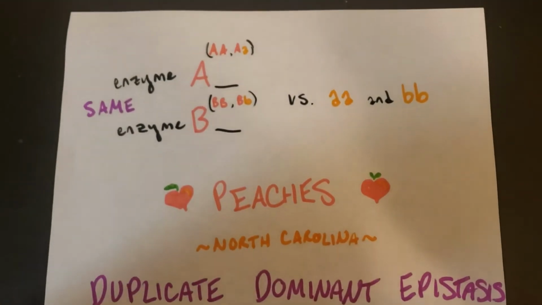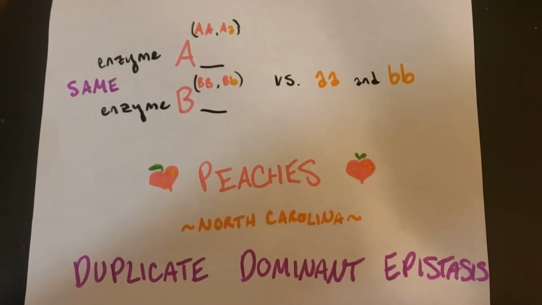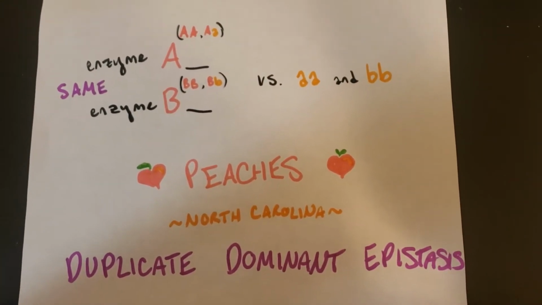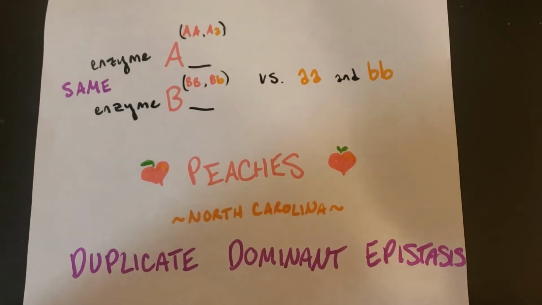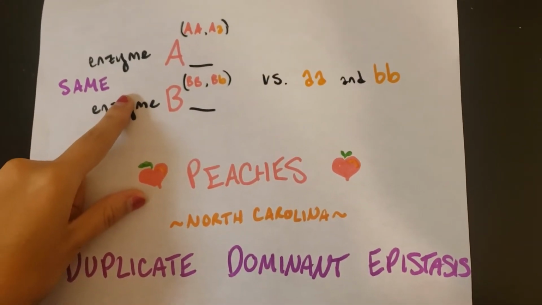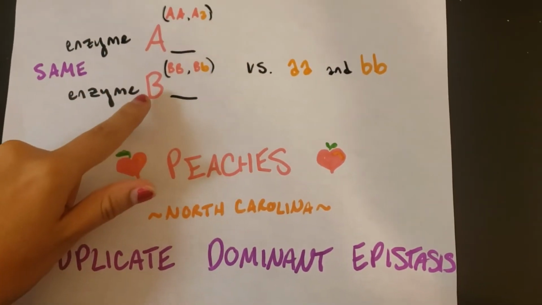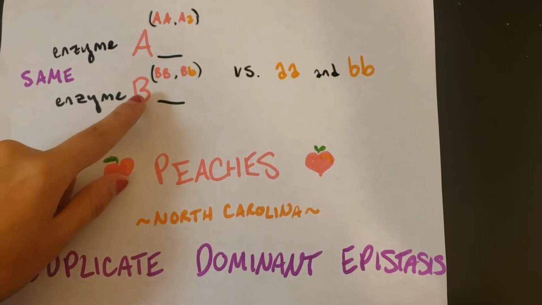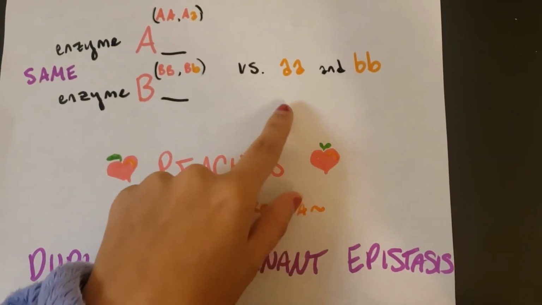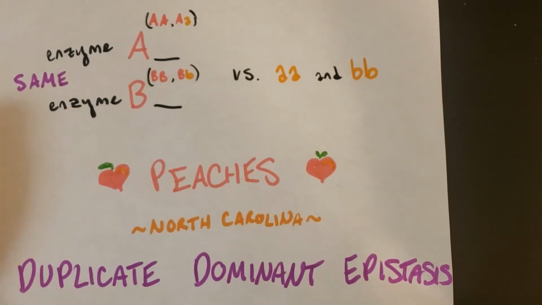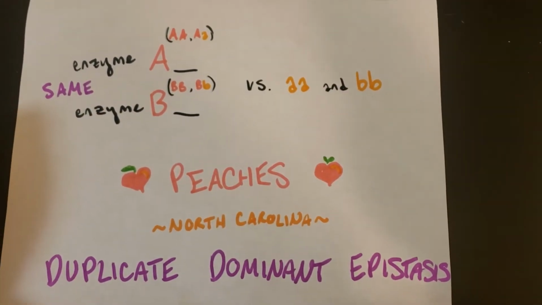So today we're going to be talking about duplicate dominant epistasis. This occurs when you have the functional dominant alleles from either loci, and these functional dominant alleles are going to result in the exact same phenotype. So we can either have both or just one, but they both are the same thing. If we don't have either, and instead we get homozygous recessive alleles at both loci, then we will get a different phenotype, but that's rare.